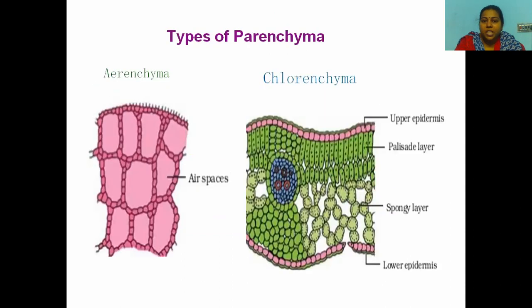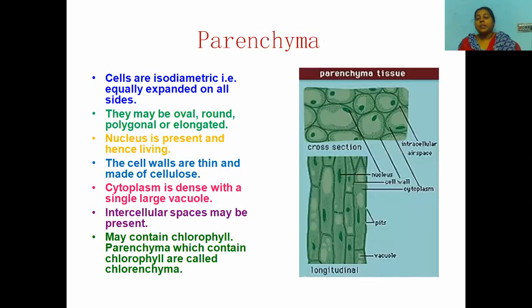So once again, I'm explaining the parenchyma. Once again, I'm going to explain the characteristic features of the parenchyma. They are very, very important. Please listen to this carefully once again. Cells are isodiametric, equally expanded to all the corners, and some cells are oval in shape, some are spherical, some are polygonal in shape. Nucleus is present and hence they are living cells. Cell walls are thin, made up of cellulose. Cytoplasm is dense with a single large vacuole, and intercellular spaces are present.